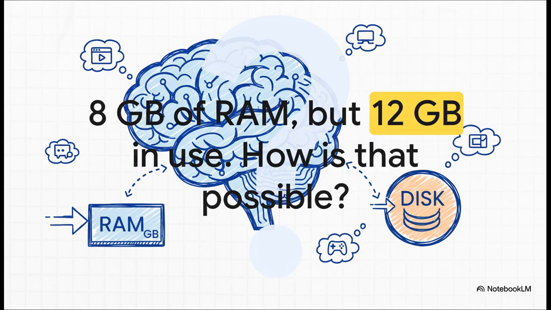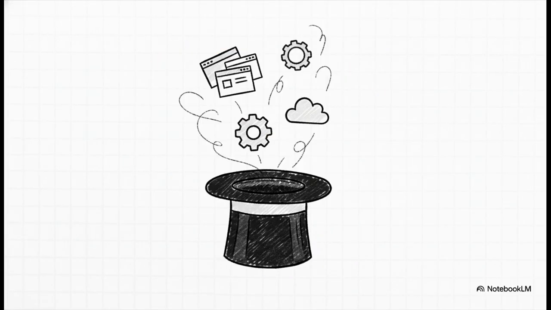Have you ever looked at your system monitor and noticed that your open apps are using, say, 12 gigabytes of memory, but you know for a fact you only have 8 gigs of RAM installed? How is that even possible? What is going on there? Well, the answer isn't magic, even though it really does feel like it. It's actually a very sophisticated illusion, a clever trick that underpins all of modern computing. So stick around, because we are about to pull back the curtain and show you exactly how it's done.